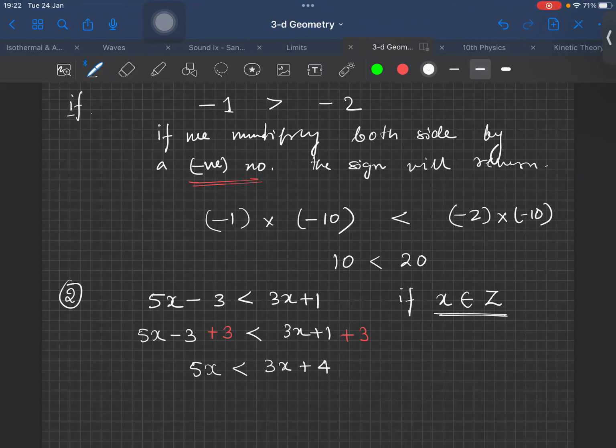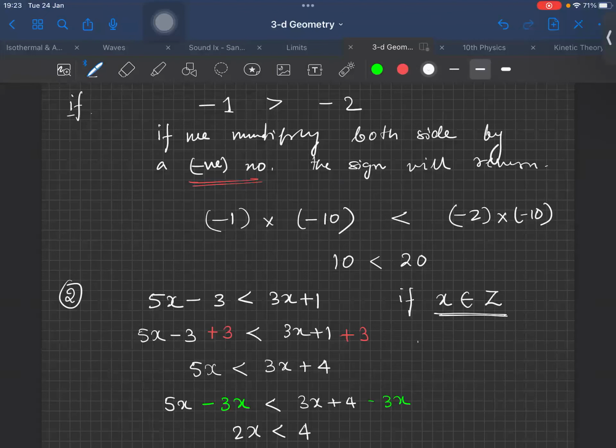Subtract 3x on both sides. We'll subtract 3x on both sides because, and 5 and 3 both are positive numbers, we can do that. So 5x minus 3x should be lesser than 3x plus 4 minus 3x. See, the symbol is not changing. I know you all know how to solve this, but again, so 2x should be lesser than 4, right?